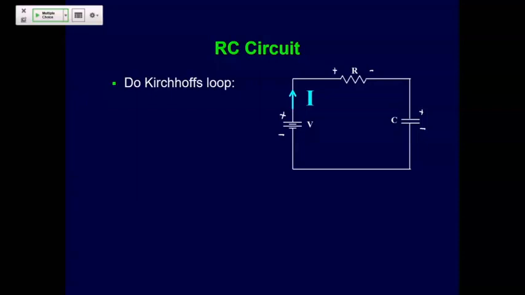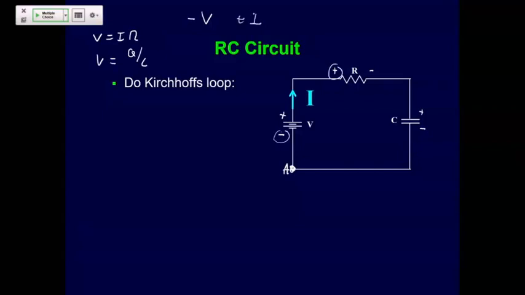Basically, what we can do right now is just write an equation using a Kirchhoff's loop. Now this is one loop, so it's a little bit easier than what we were just doing. If you remember, the voltage across a resistor is IR. Anybody remember how we would express the voltage across a capacitor? Q over C, exactly. So let's just start here. I'll call this my point A and go clockwise. I'll get negative V, that's the first sign I come to. Then here, positive IR. And then over here, positive Q over C. I come back down to here, and that equals zero.